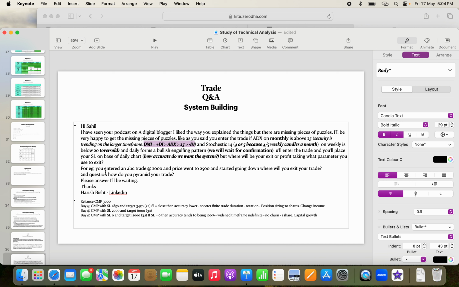Now, for example, you entered ABC trade at 2000. The price went till 2500, started going down. Where will you exit your trade? So this is addressed. Second question is, how would you pyramid your trade? And my question is, why would I pyramid a trade? I would simply look at a trade as a new trade.